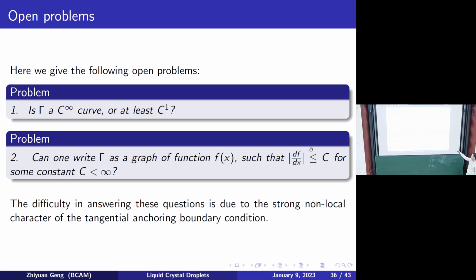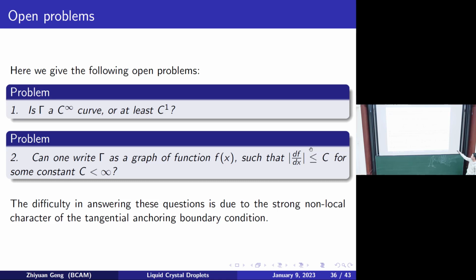Then for the regularity problem, we actually know very little. For example, the first question is whether or not this gamma is a Jordan curve. It's hard to prove. Further, ideally one can conjecture that the minimizing gamma is the graph of some nice function, and its slope can be uniformly bounded, so that it can avoid this vertical part.